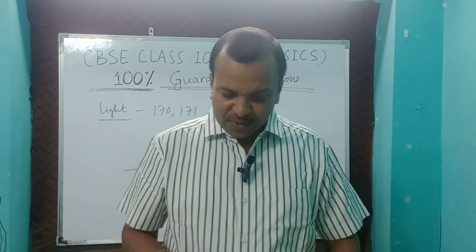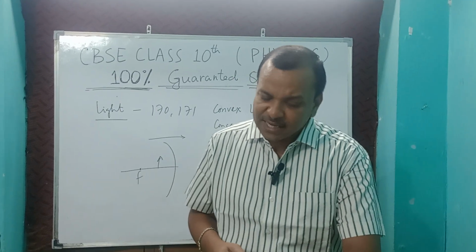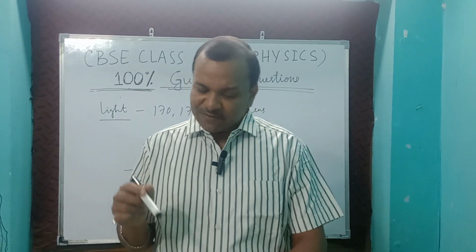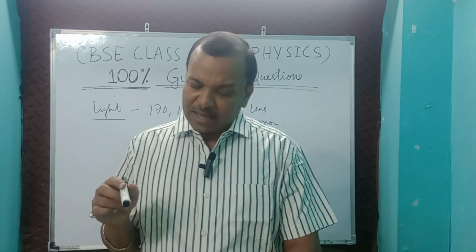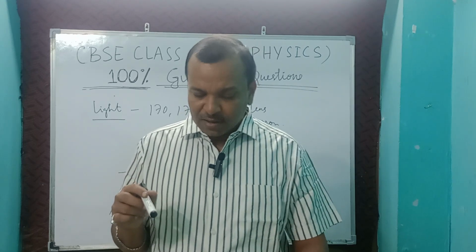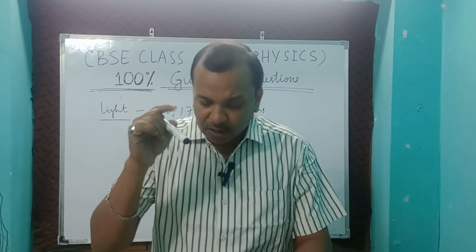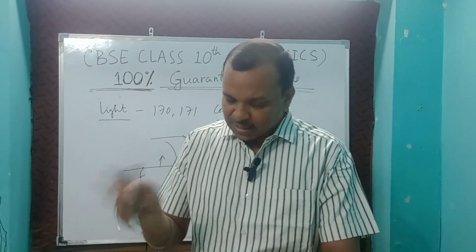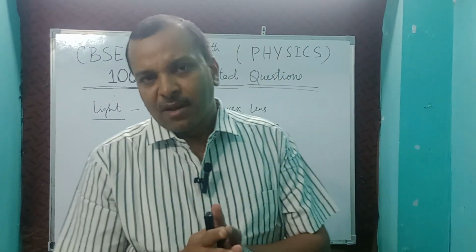From convex lens, question number 10. An object of 5 centimeter in length is held 25 centimeter away from a converging lens of focal length 10 centimeter. Draw the ray diagram and find the position, size and nature of the image formed.